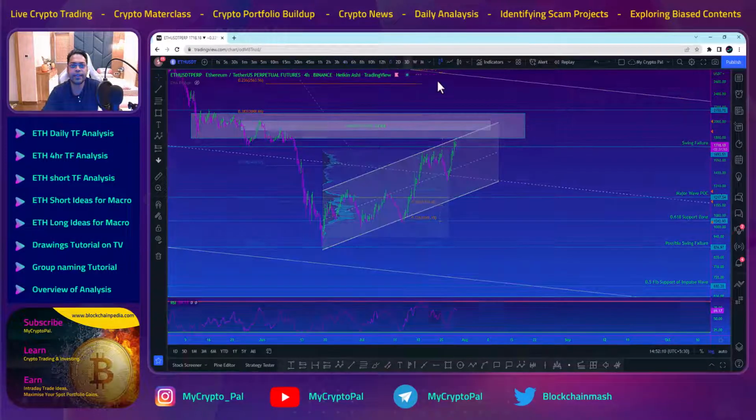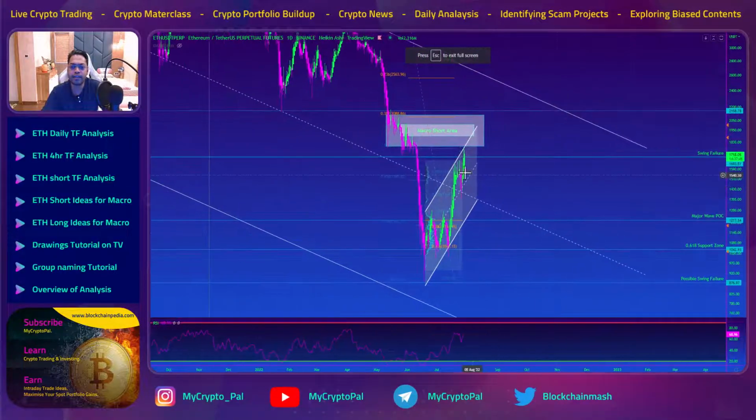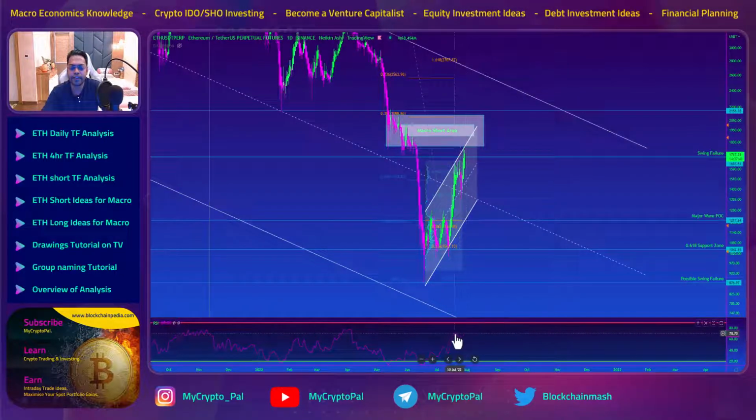If you want to see it on the daily time frame also, you can see Ethereum quite clearly making a higher high on price and a lower high on RSI over here.